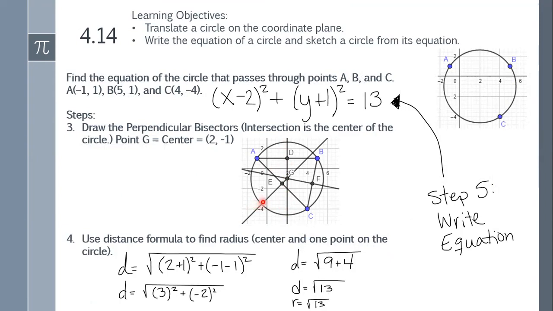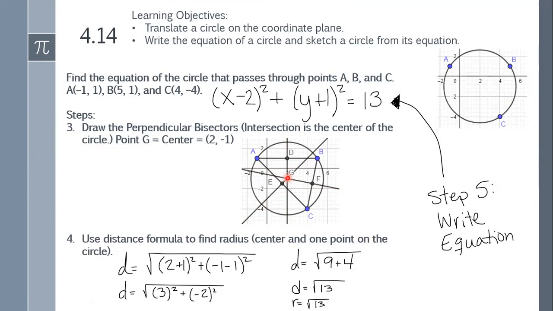Here's the perpendicular bisector going through E, and the perpendicular bisector going through F. Using GeoGebra, it's a little bit easier because it will actually find it for you quicker, but you can do this by hand as well. Their point of intersection, G, happens to be the center of my circle.